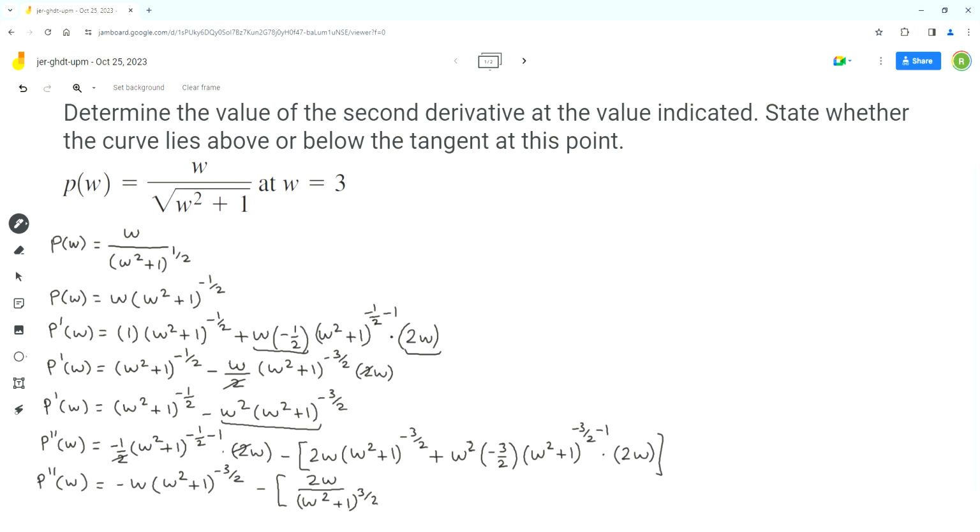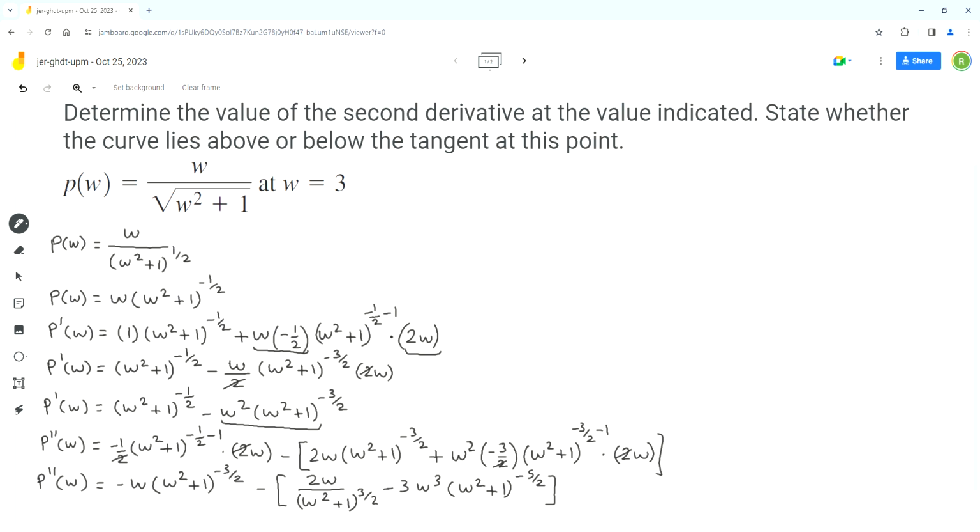And then in the next part, negative 3 over 2 times 2w will become negative 3w because the 2's will get cancelled out, and w squared times negative 3w will give us negative 3w cubed, and then w squared plus 1, and then in the exponent negative 3 over 2 minus 1 is equal to negative 5 over 2, and then close the bracket.